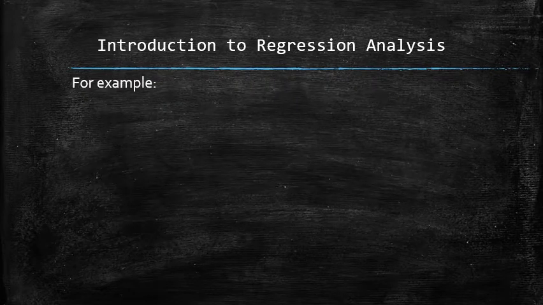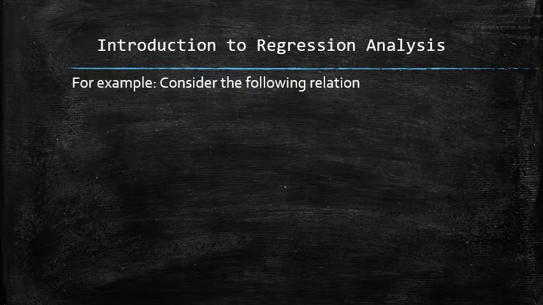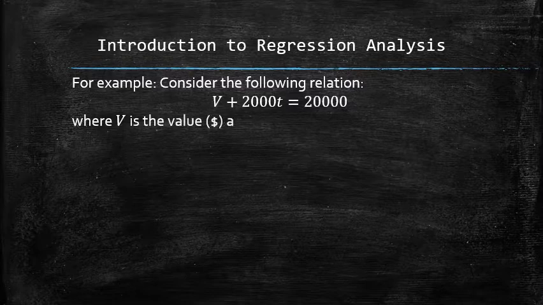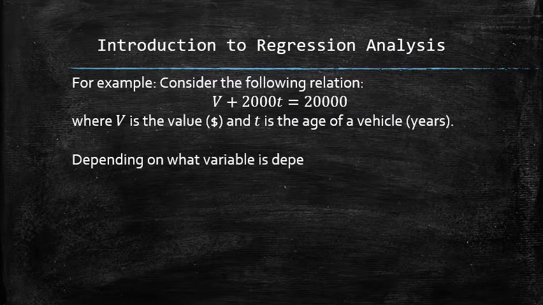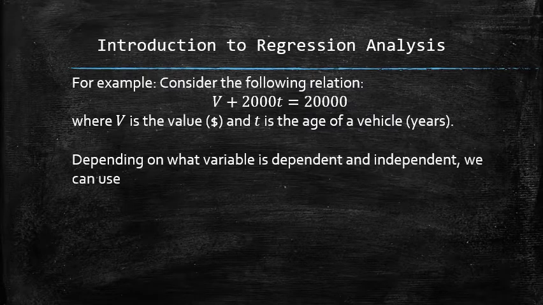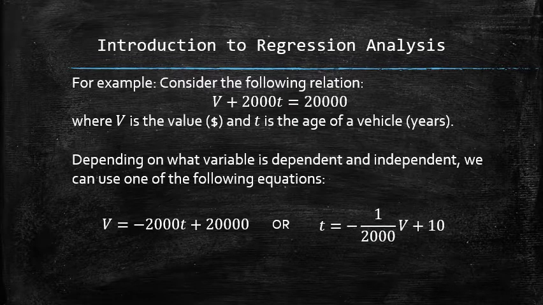For example, consider the following relation. V plus 2000t equals 20,000, where V is the value in dollars and t is the age in years of a vehicle. Depending on what variable is dependent and independent, we can use one of the following equations. Now, is it the age of the vehicle that depends on the value or the value depends on the age? The answer is obvious, so in the given relation, the better formula for interpretation is V equals negative 2000t plus 20,000.